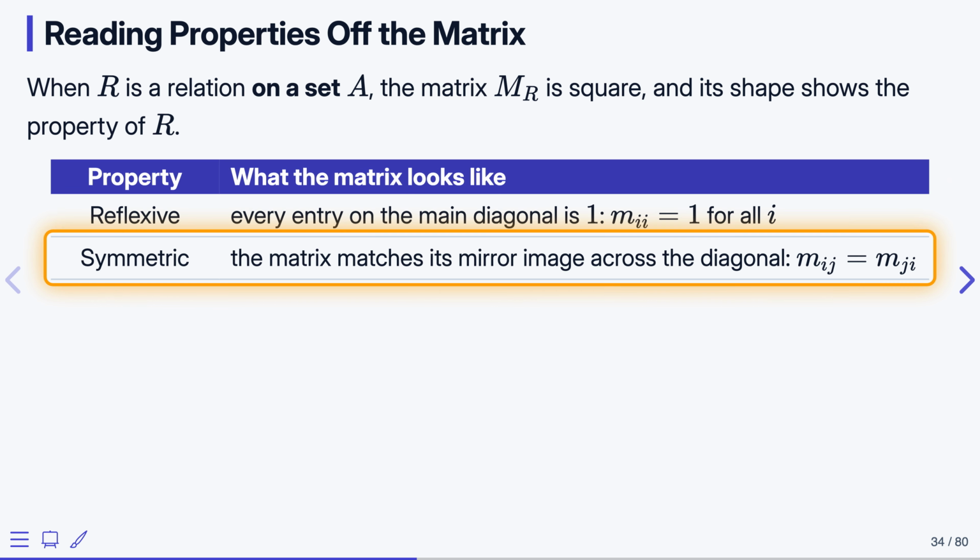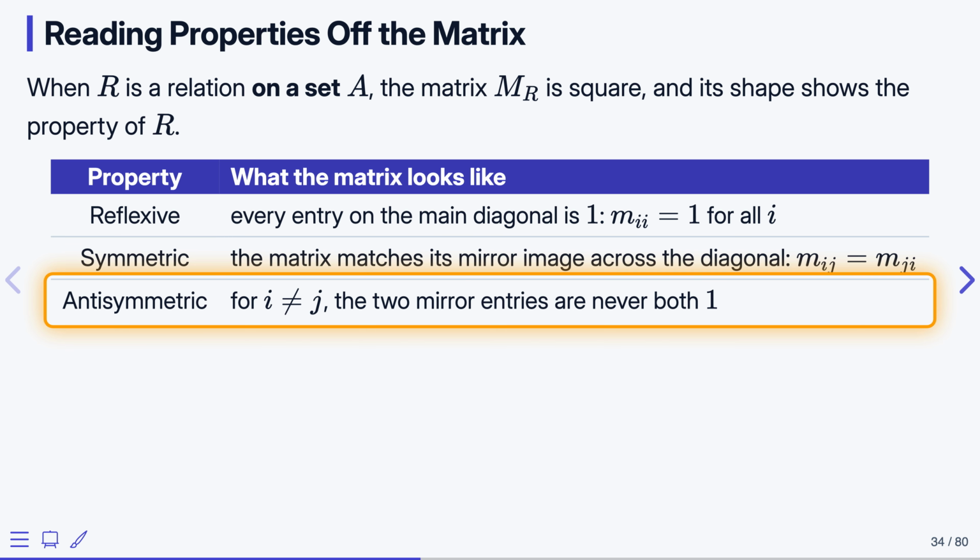Second, symmetric. A relation is symmetric when a related to b forces b related to a. In the matrix, the entry in row i column j equals the entry in row j column i, so the matrix looks the same when you fold it along the diagonal. Third, antisymmetric. For 2 different elements, you may never have both mirror entries equal to 1. So when i is not equal to j, at least one of the 2 must be 0.